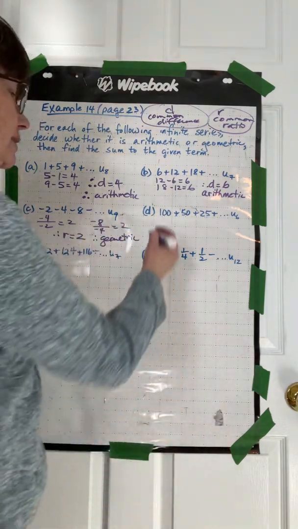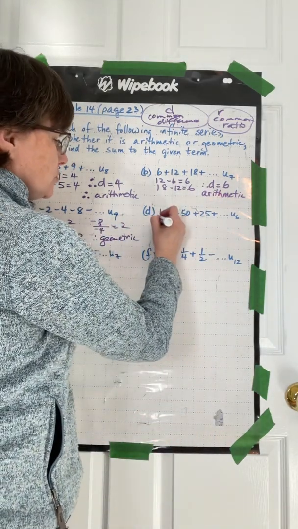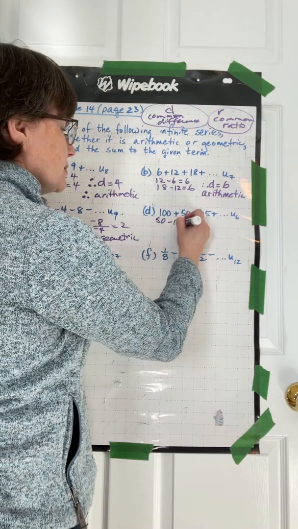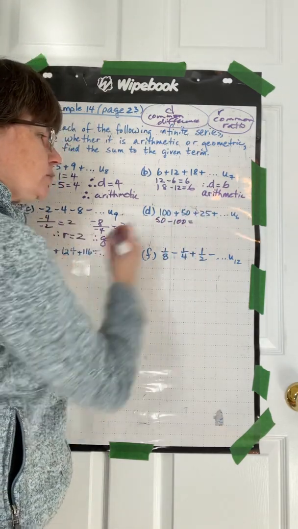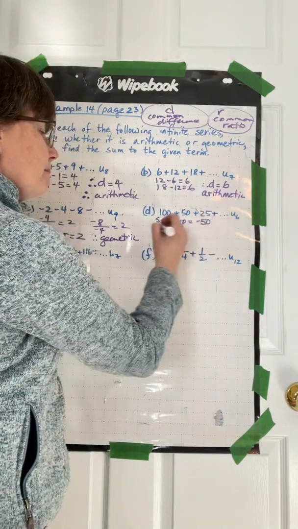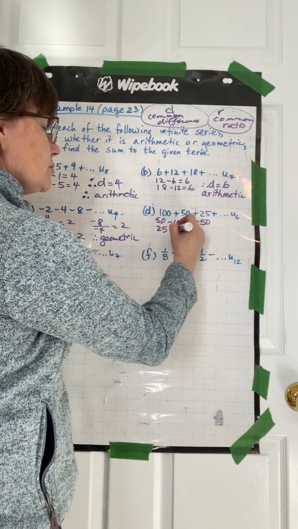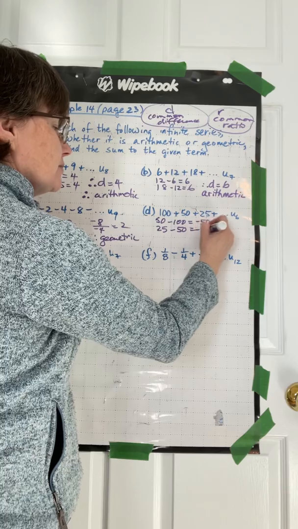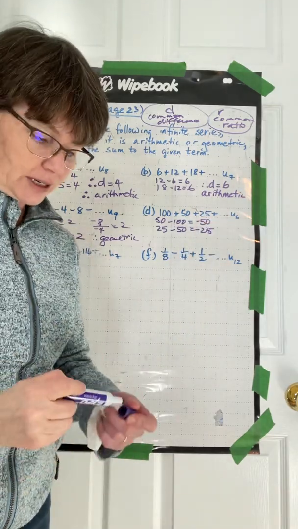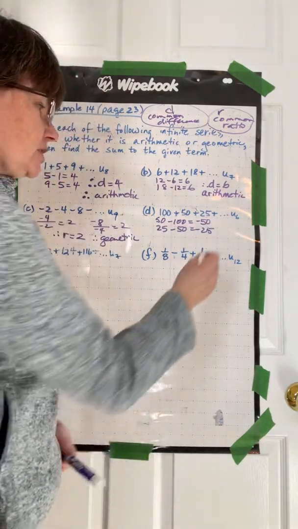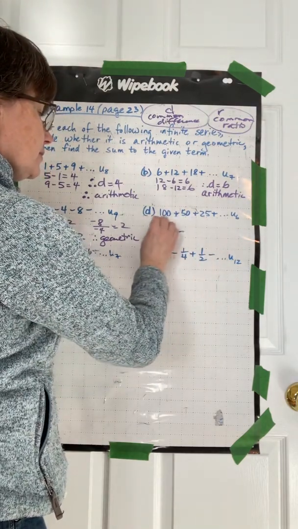Okay, trying the arithmetic. I always try the arithmetic first. 50 subtract 100 is negative 50. 25 subtract 50 is negative 25. Those are 2 different values, so therefore it's not arithmetic. Let's see if it's geometric.